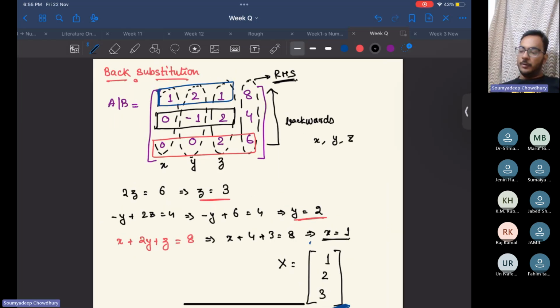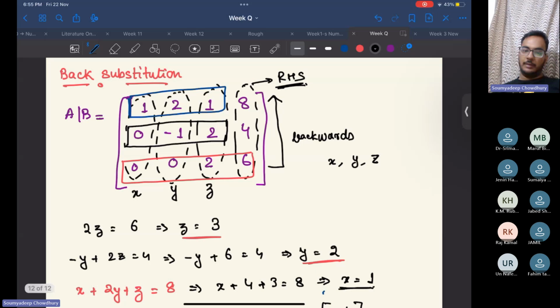Okay, fine. Now after this upper triangular matrix conversion, we have this matrix: 1 2 1 8, 0 minus 1 2 4, 0 0 2 6. So we substitute in the backward direction. The first column corresponds to your first unknown variable, which is x. The second column corresponds to your second unknown variable, which is y. The third column corresponds to your third unknown variable, which is z. And the last column, 8, 4 and 6, represents your RHS. So from equations we converted to a matrix. Now we want to convert from the matrix back to equations. So how can we do that?